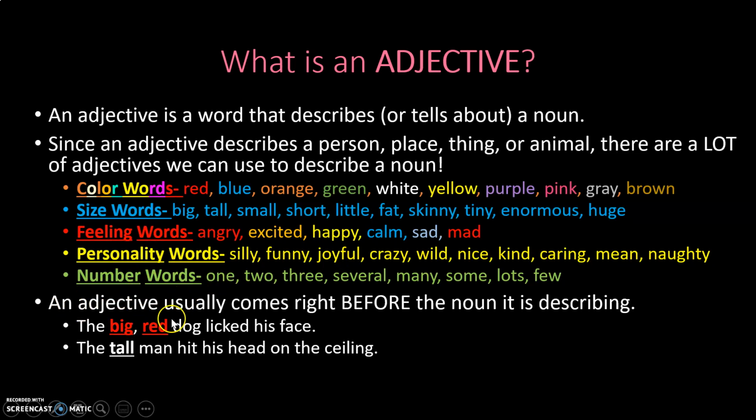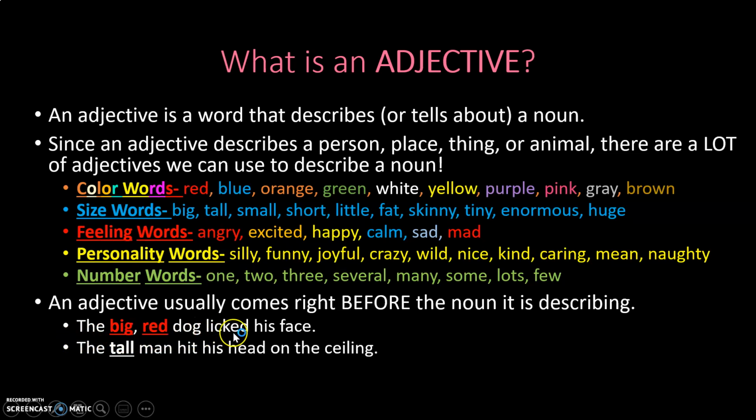An adjective usually comes right before the noun it is describing. Usually, not always, but most of the time. The sentences that we are going to write, since we are just starting out with adjectives, boys and girls, will have the adjective right before the noun. Here are some examples.